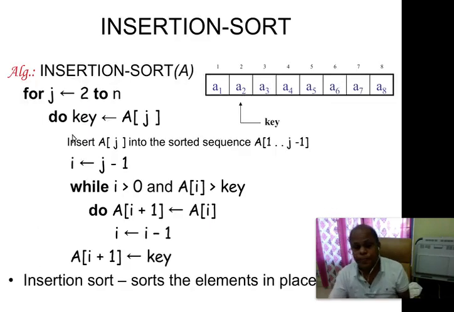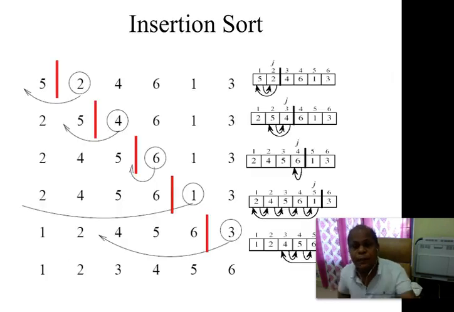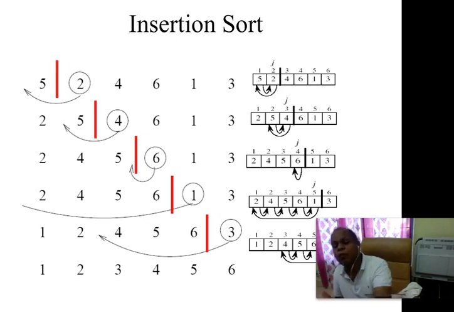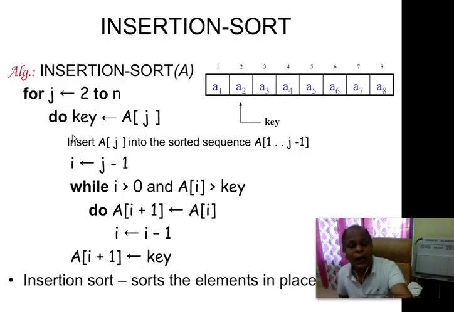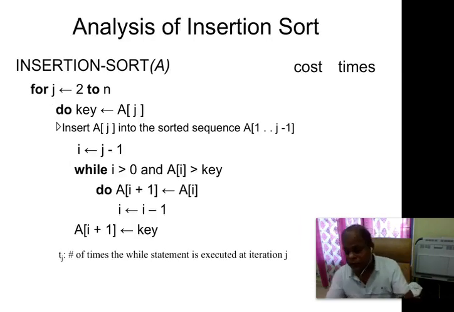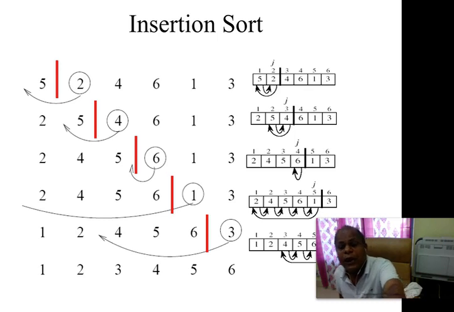Hence, a[i plus 1] is equal to a[i]. That means here your 5 will take the position after 2; 5 will be shifted towards right. After that, i will be i minus 1. Since now i will be 0, the while loop will terminate, and a[i plus 1], that is a[1], will be key. That means in position 1, 2 will be placed, and 2, 5 will be in the sorted part.